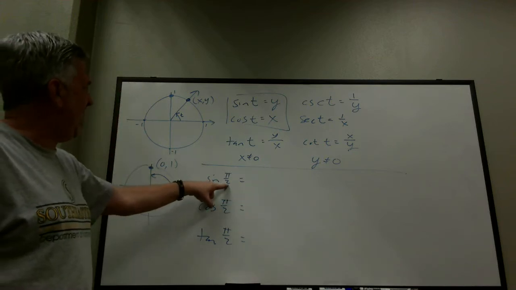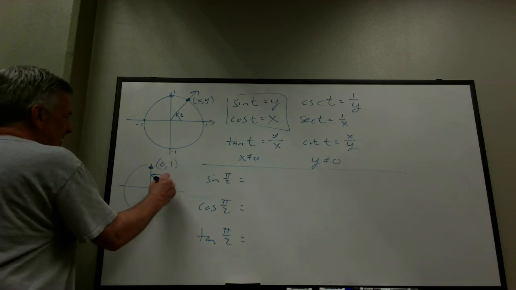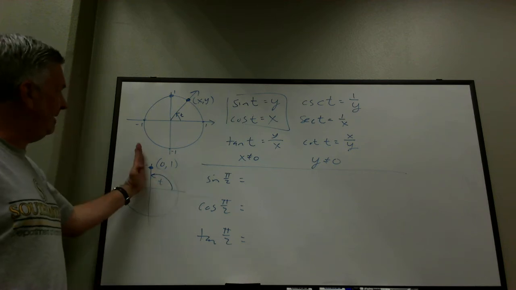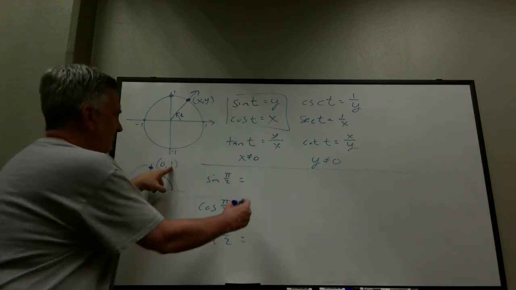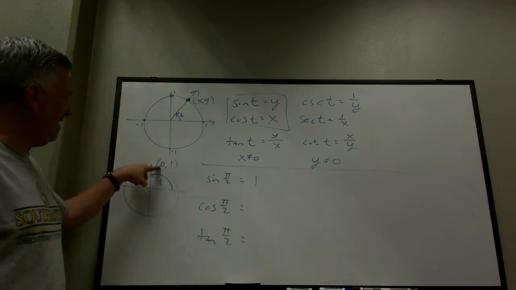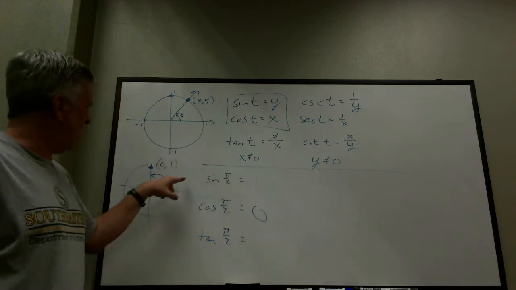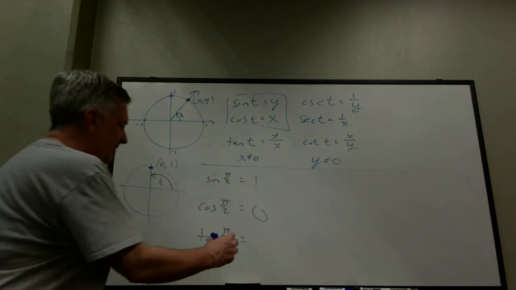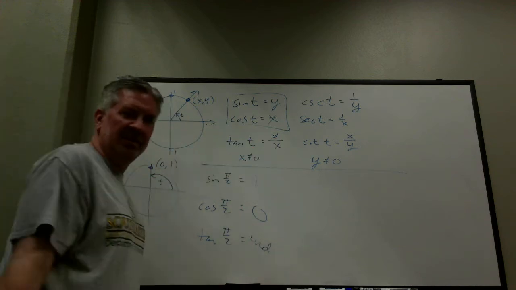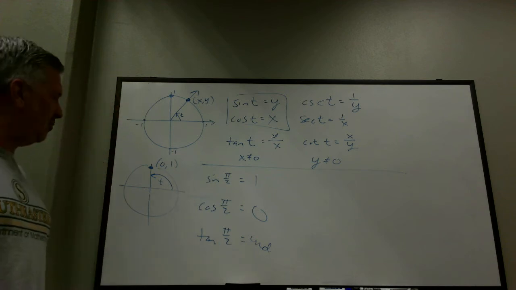So what's the sine of this angle? That's my t, pi over 2. Sine is the y value, 1. Cosine is the x value, 0. And tangent is y over x. 1 divided by 0 is undefined. I'm just going to write UD for undefined. Very easy. Don't make this harder than it is.